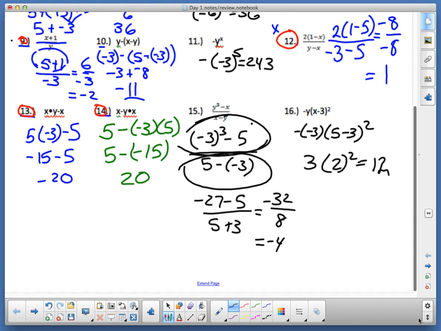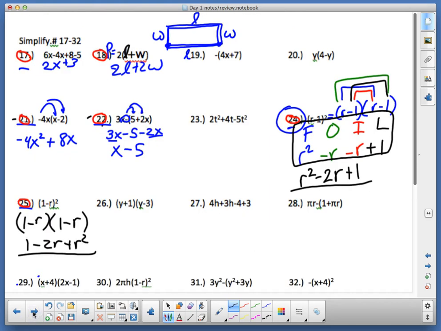Going on to the next page, we're done with the evaluation portion. We're going to go to simplify. Now, again, simplifying, we've got 19. I'm just going to distribute that negative across, and I'm going to get that board fixed. Okay, and hopefully the board's fixed, and we got the opposite of 4x minus 7. Okay, that's how it distributes out. We're going to distribute the y here at 20, and that's 4y minus y squared.